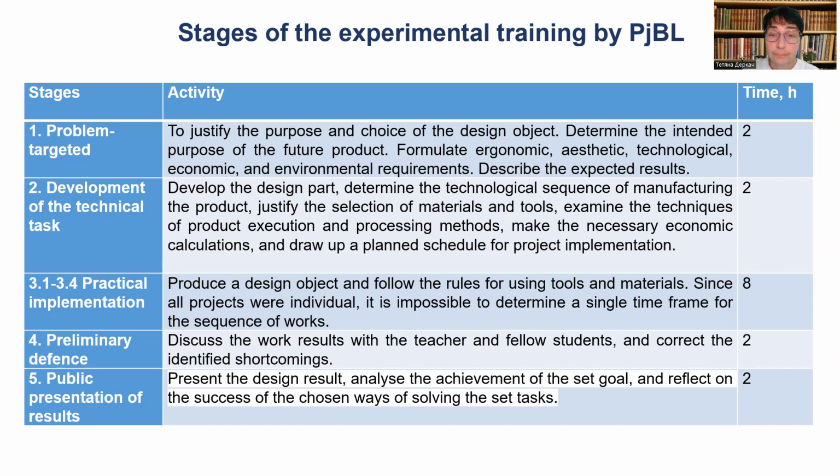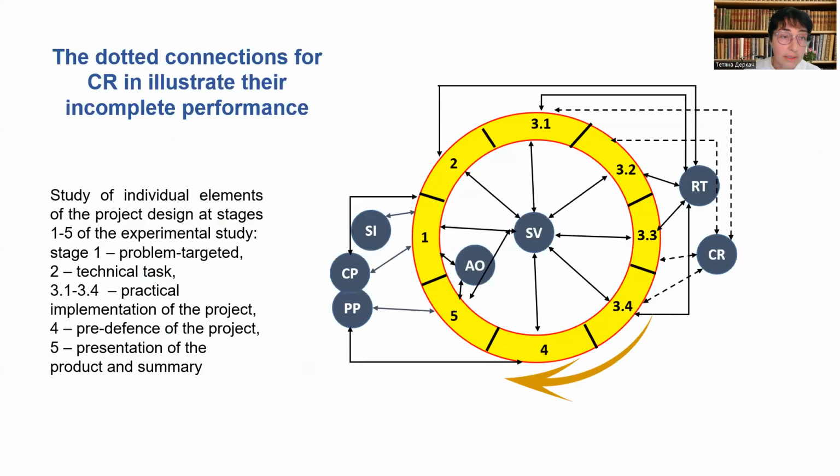And the next slide demonstrates a scheme of study of individual elements of the project design at stages from 1 to 5 of the experimental study. You see this circle with these elements. The proposed technology focuses on mastering the 7 basic elements of PGPL in abbreviation and in circle 2, which are considered indicators of project competence formation.